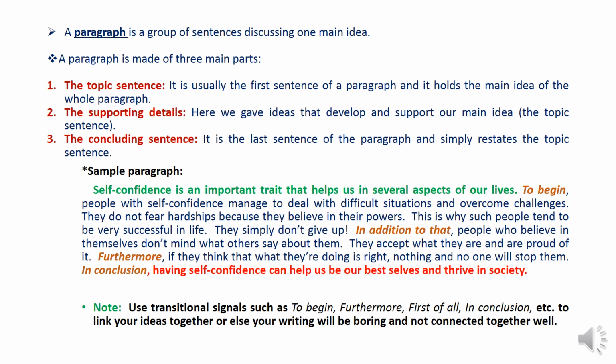In conclusion, this is the concluding sentence, the last sentence in the paragraph. It restates what the topic sentence said in different words: having self-confidence can help us be our best selves and thrive in society. As you can see here, we use transitional signals such as to begin with, furthermore, first of all, in conclusion, and so on. We have to use these transitional signals to link our ideas together, or else our writing will be boring and not connected together. So this is what a paragraph is. We already explained this before.